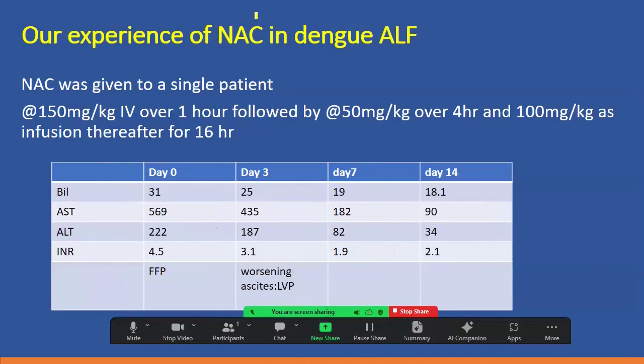So we tried N-acetylcysteine in 1 dengue ALF patient who was admitted to our site. We tried this in the doses already advised in the ALF protocol. In this patient, the bilirubin level was 31 and AST-ALT levels were 569 and 222 with an INR of 4.5. The patient received FFP also.